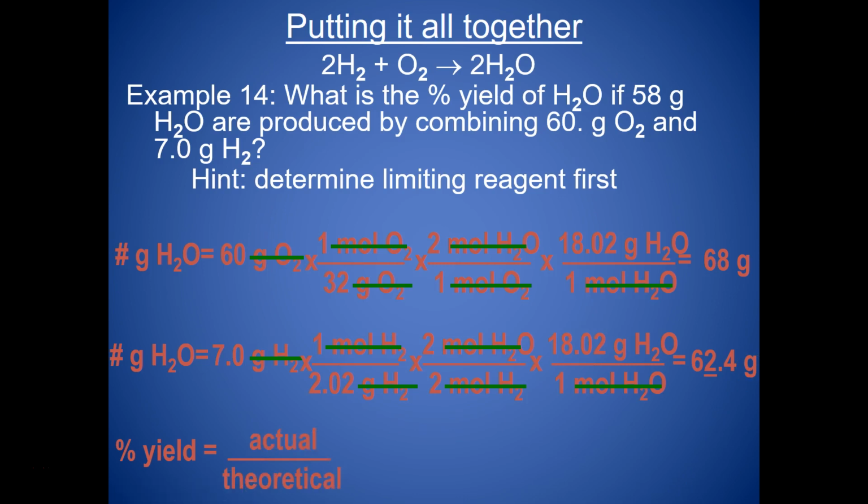Once again, we're still using actual over theoretical, but we have to use the lower theoretical yield because that's actually the most that can be made. So in this case, we have 58 grams of water given to us in the problem. We divide it by the 62.4 grams because that's our theoretical, and multiply by 100 to get a 92.9% yield, which is a really great yield. So even when you aren't told which one is the limiting reactant, you can still figure it out on your own.